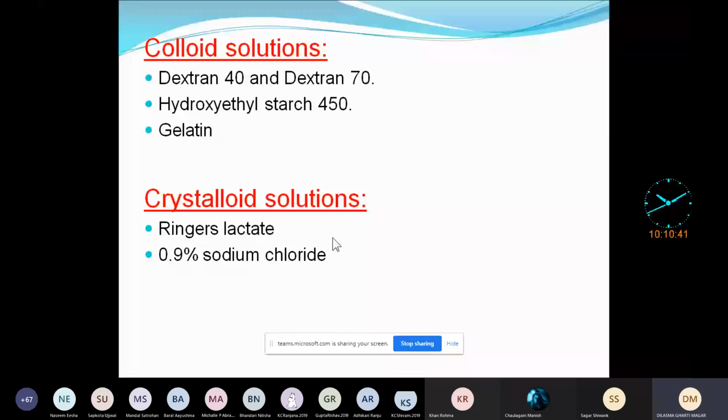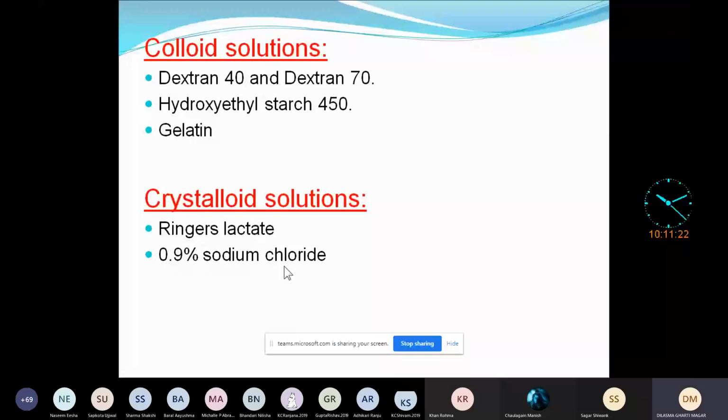Under the colloidal solutions, dextran 40 is there, which I already told you, dextran 70 is there, then hydroxyethyl starch 450, and then gelatin. If you remember one or two names, that's fine, or if you don't remember the names, at least you should be able to tell the colloidal solution from the crystalloid solution when we ask, okay, when blood is not available, what will you give at that time? Under crystalloid solutions, lactate is there, and then 0.9% sodium chloride, or you must have heard of saline water, isn't it? So saline water means 0.9% sodium chloride is used.